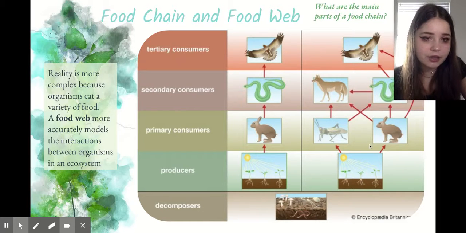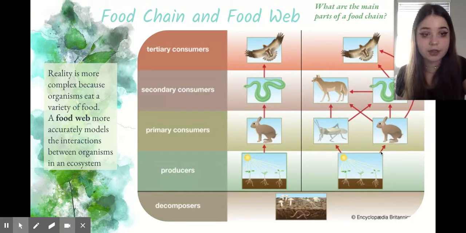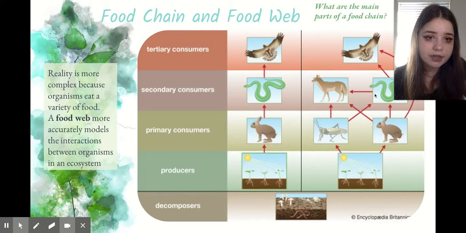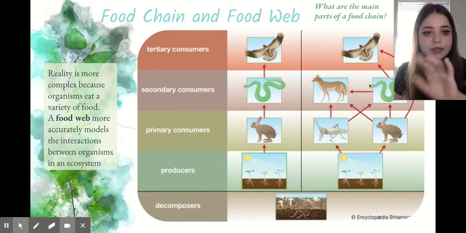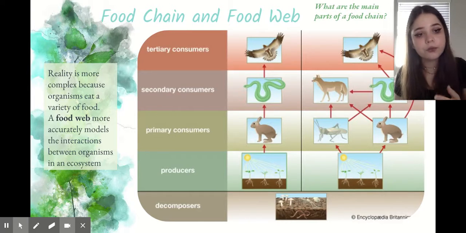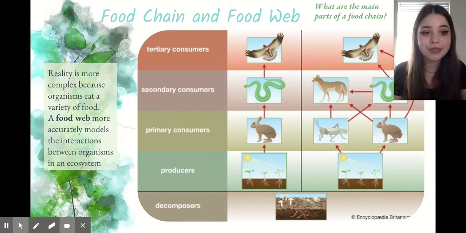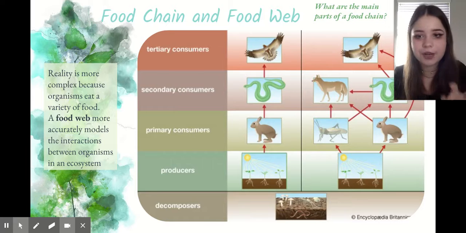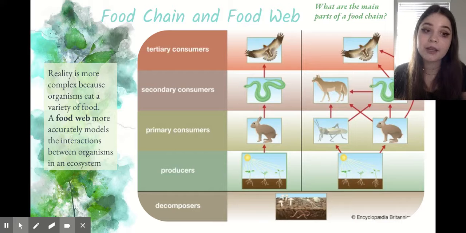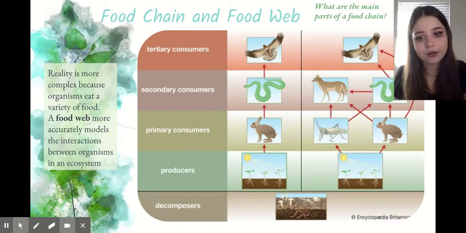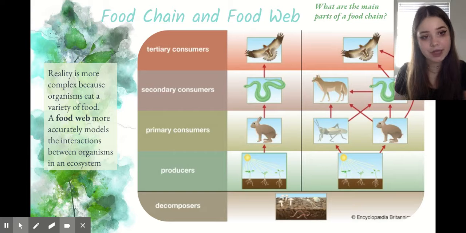And notice that all of these primary consumers are still consuming the producers, right? They need the producers to live because we cannot make food on our own. And notice over here, the snake is going to go to the hawk. It's just a connection of different food chains intermingling with one another. Reality is so much more complex than one little food chain, because organisms eat a variety of food. This is why a food web more accurately models the interaction between organisms in an ecosystem.